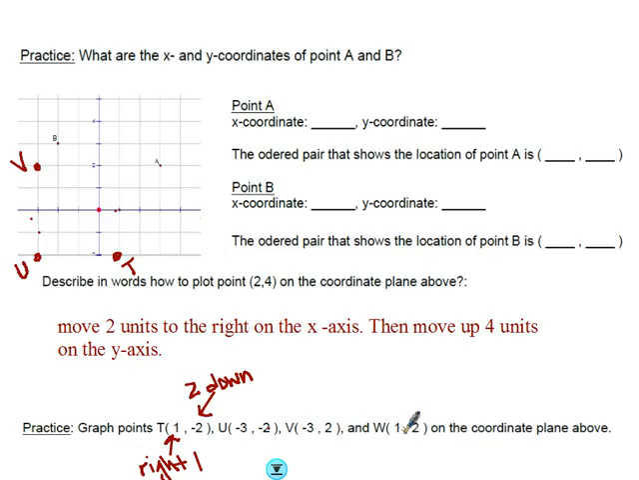And the last one, W, 1, 2. It's positive 1. That means you're going to move right 1, and it's positive 2, so you're going to move up 2 starting at 1. 1, 2. And that point will give you point W. Let's label that. And if you notice, if you connected the dots, which you don't have to, it creates a square.